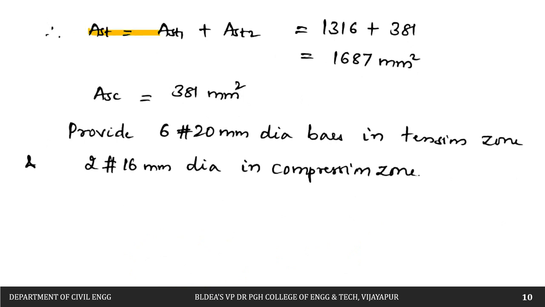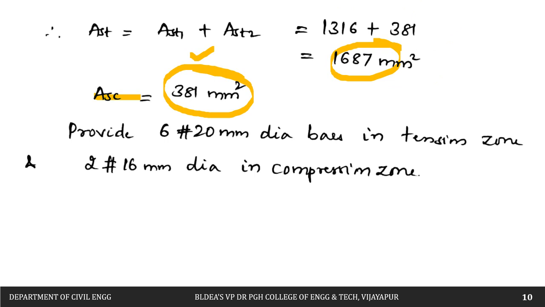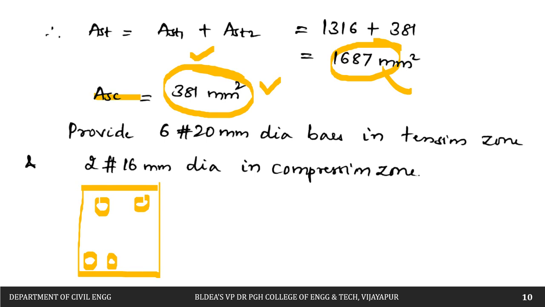Then next is AST, the total tensile reinforcement, that is equal to AST1 plus AST2. Therefore 1316 plus 381, so we'll get 1687 mm square. Then next, the area of compression reinforcement is 381 mm square. This will be provided at the top and the tension reinforcement at the bottom. For example, if you take this beam, the area of 381 mm square will be provided somewhere here, and this reinforcement will be provided at the bottom.